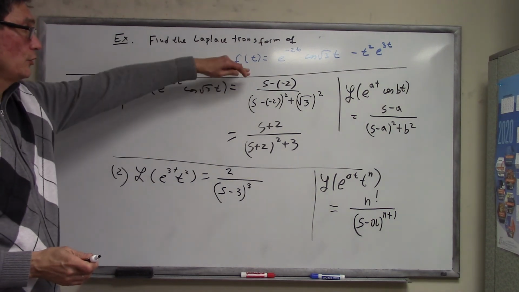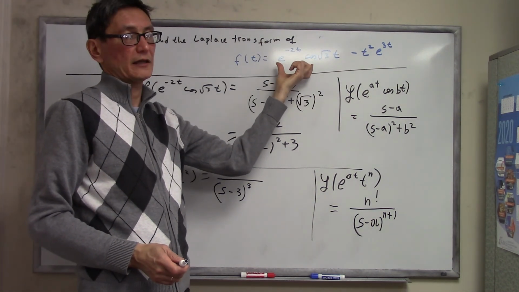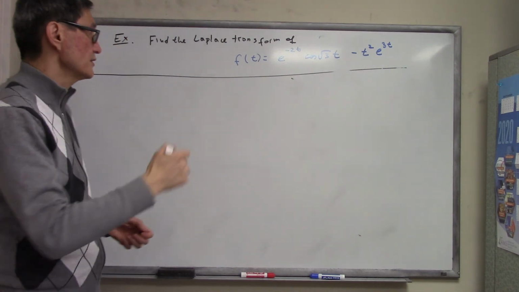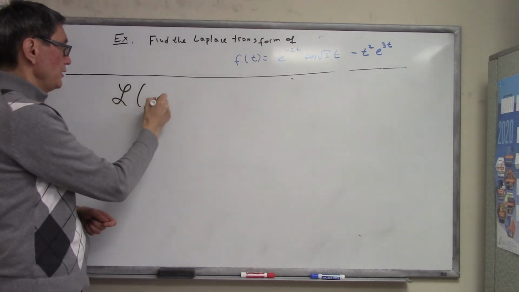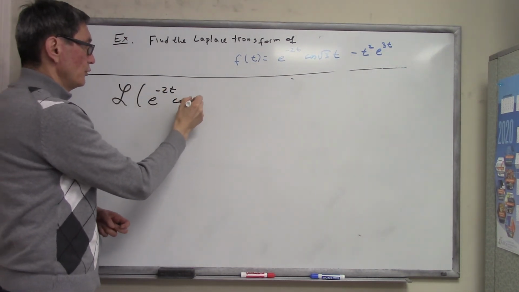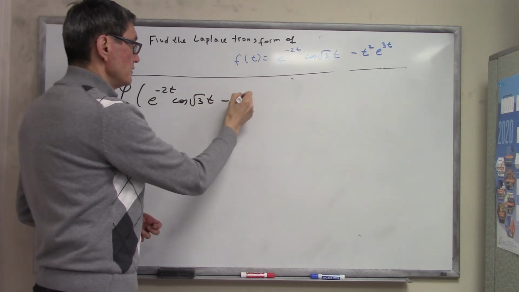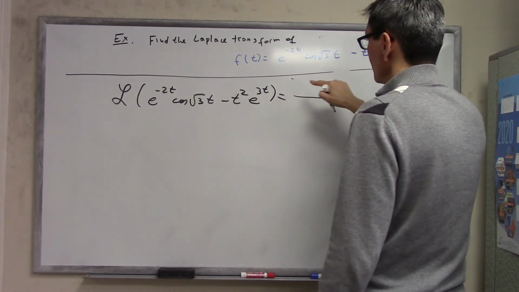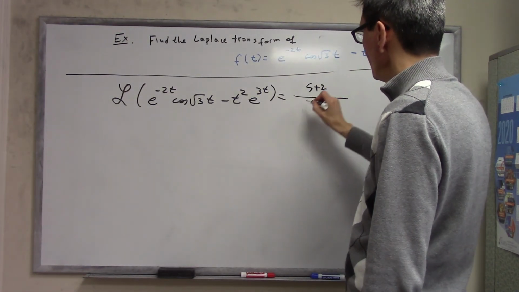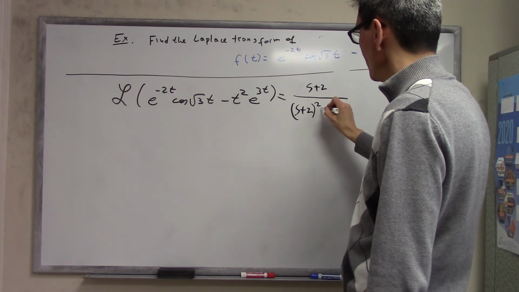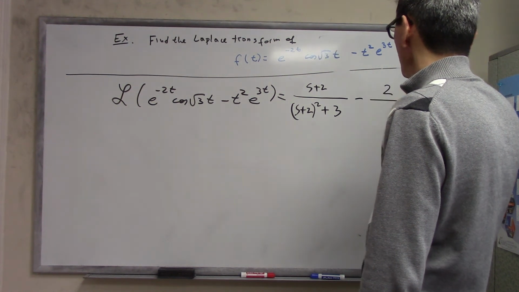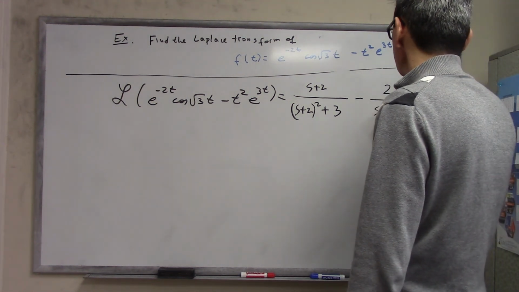And all that is left to find the Laplace transform of this function is to subtract the Laplace transform of t squared e to the 3t from the Laplace transform of the first term. So the Laplace transform of e to the negative 2t cosine of root 3 t minus t squared e to the 3t is going to be equal to s plus 2 over (s plus 2) squared plus 3 minus 2 factorial, which is 2, over (s minus 3) cubed.